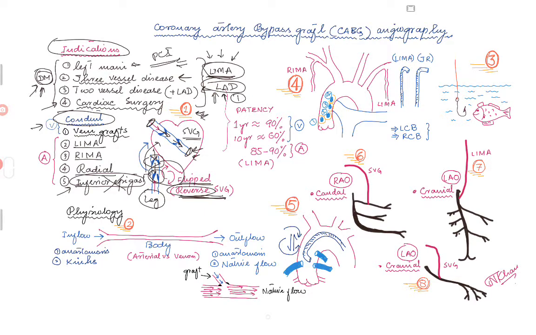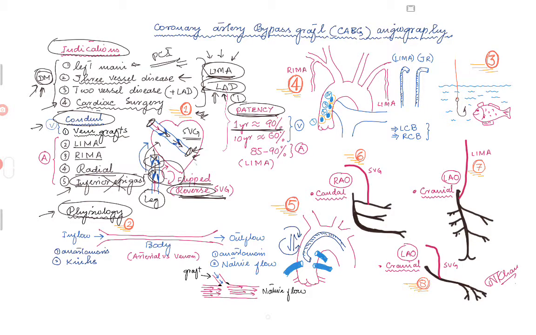So with that, we come to the physiology, the third portion of the talk. We talked about the conduit. There are different kinds of conduits, and we already covered that the LIMA is probably the best that stays open. The vein grafts are not very good, but still we use them a lot. If you look at the statistics in the middle of this picture, the 1 year patency of the vein graft is 90%.